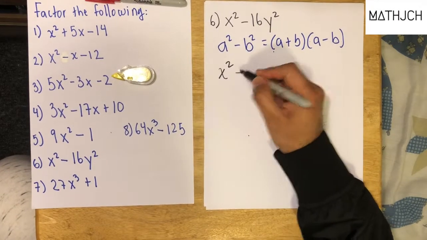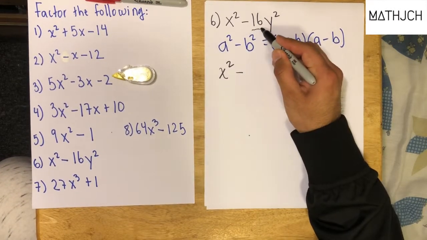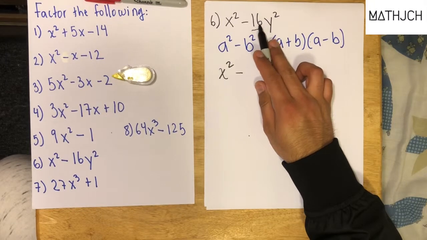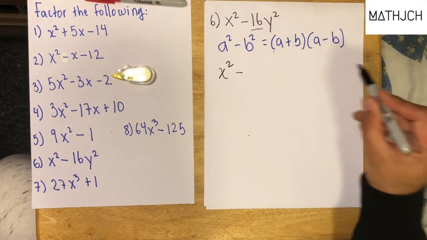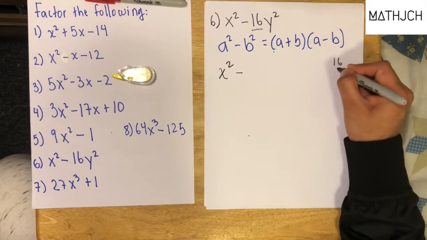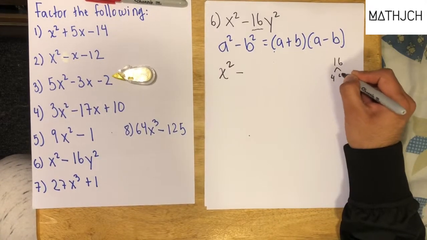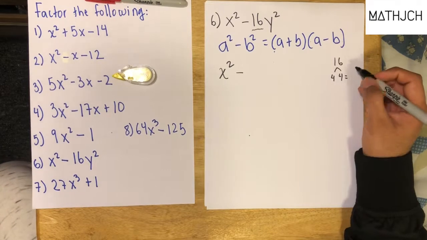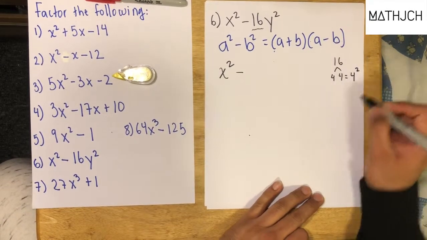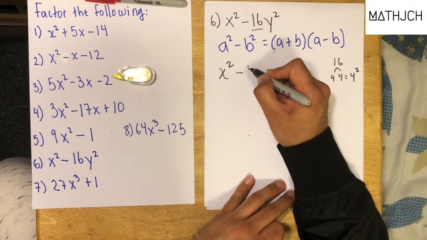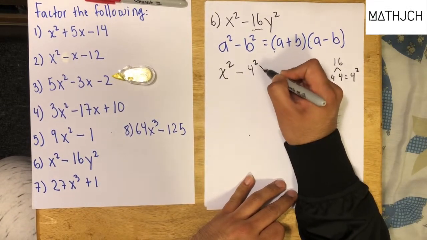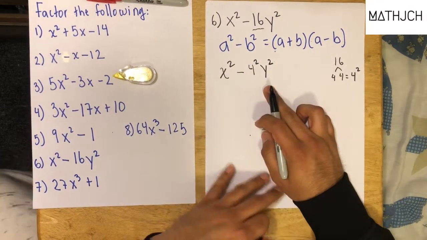But in here, the 16, we need to rewrite 16 as something to the power of 2. And remember that 16 is basically 4 times 4, which we could rewrite as 4 power 2. That means 4 times 4. So 16, I could rewrite it as 4 power 2 and bring that y to the power of 2.